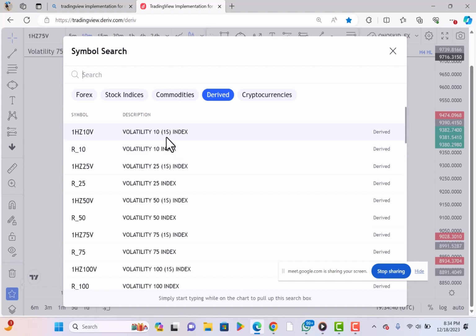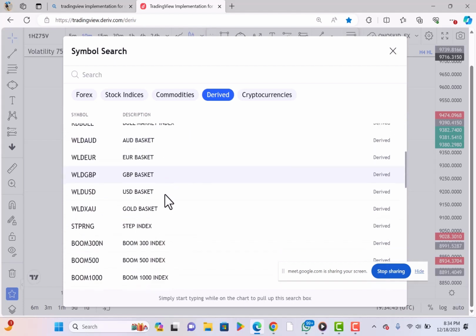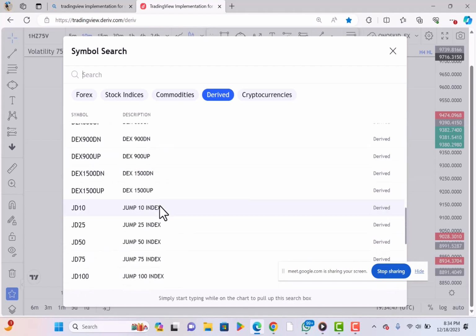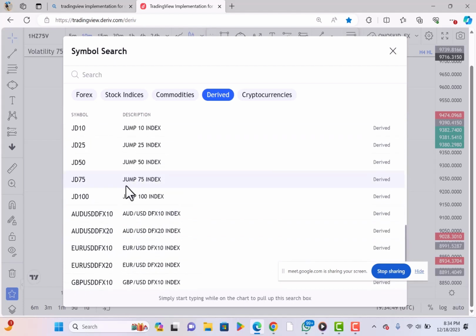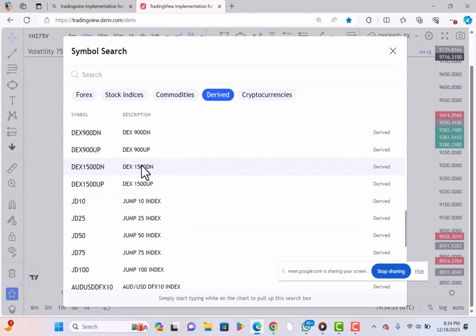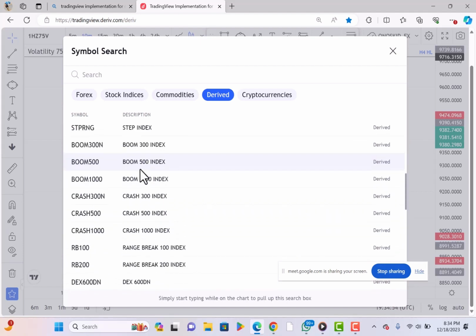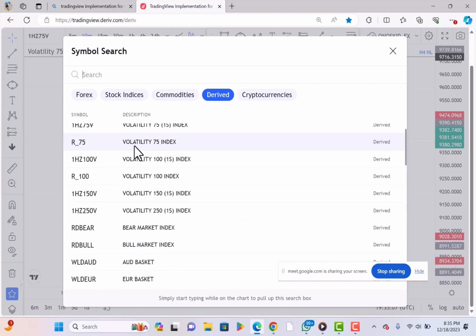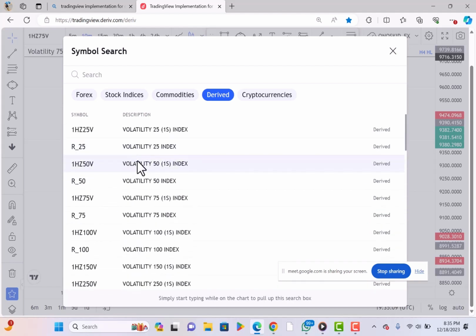You have the likes of volatility 10-1s. These derivative pairs are the pairs you can trade under this particular platform. You have the jump index, and we have boom and crash. There are some of us here who so much love boom and crash, and you guys are doing wonders, you are doing things with it, which is very okay. We have step index as well.